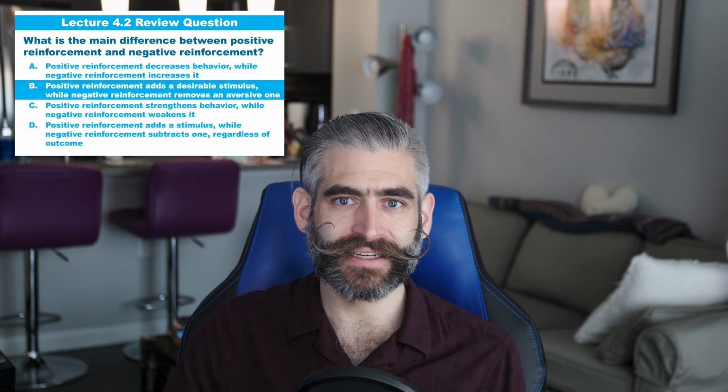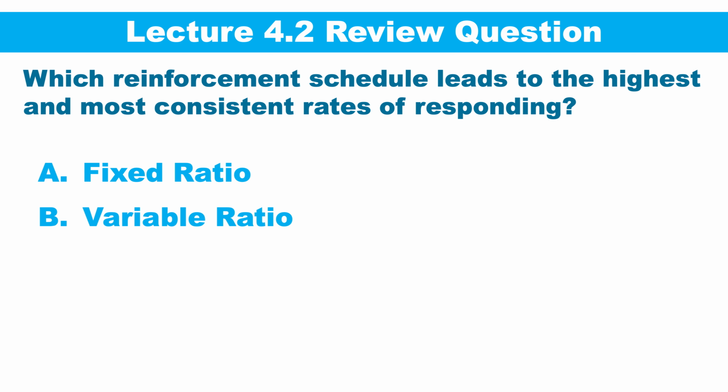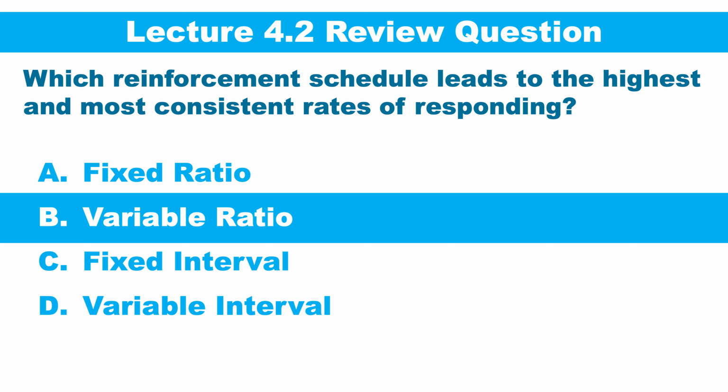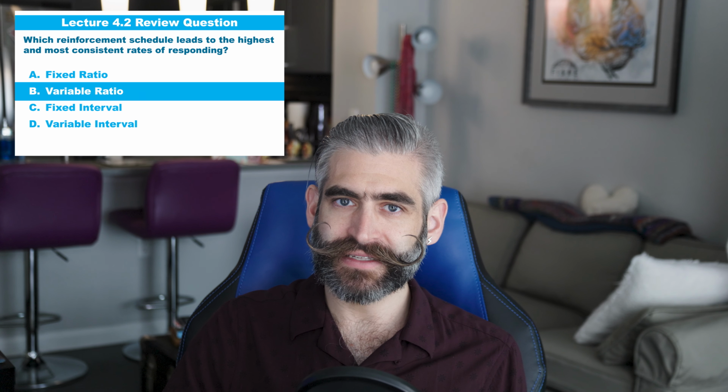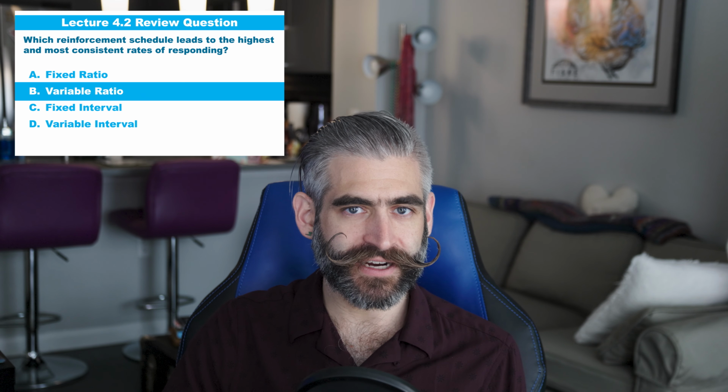achieve the same effect. Which reinforcement schedule leads to the highest and most consistent rates of responding? A. Fixed ratio, B. Variable ratio, C. Fixed interval, or D. Variable interval? The answer here is B. Variable ratio. This schedule, used in things like slot machines, keeps individuals engaged because the reward is unpredictable but always possible. Now let's turn our attention to unlearning.